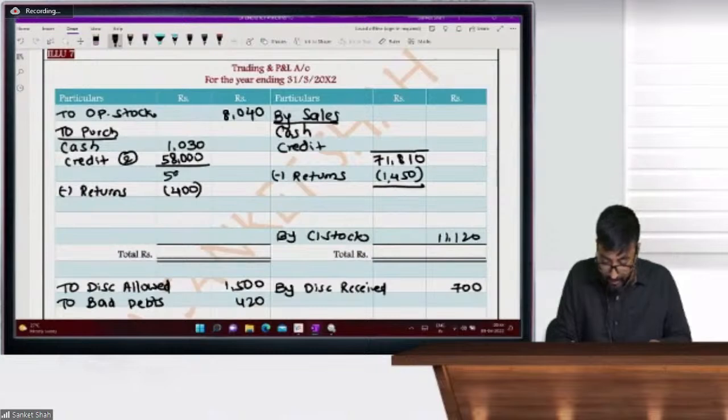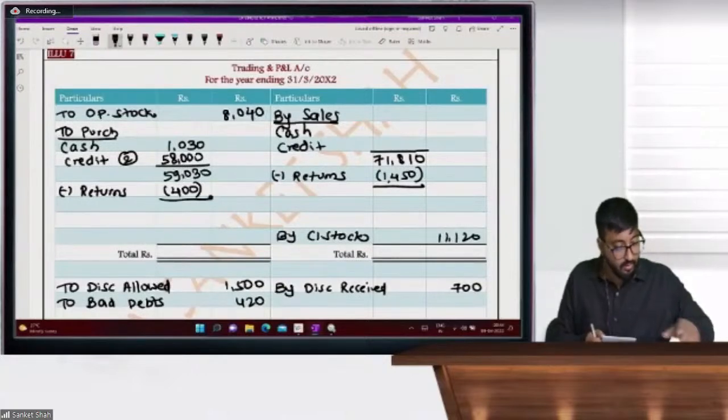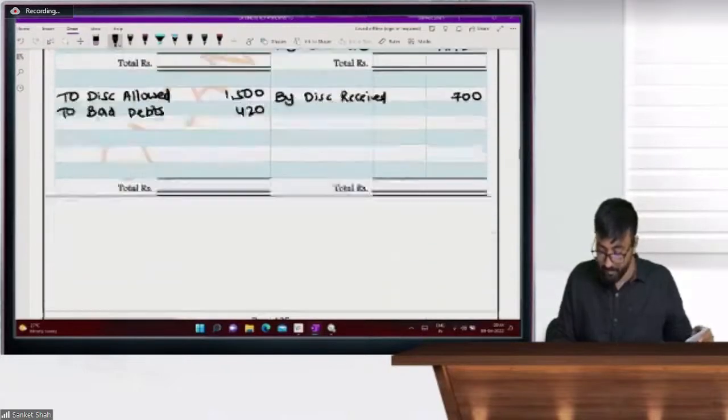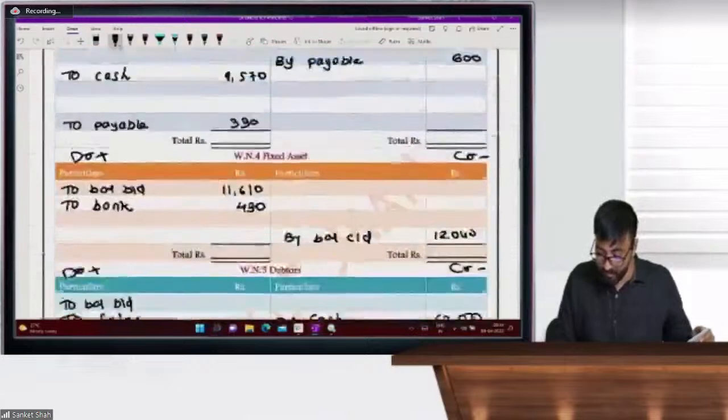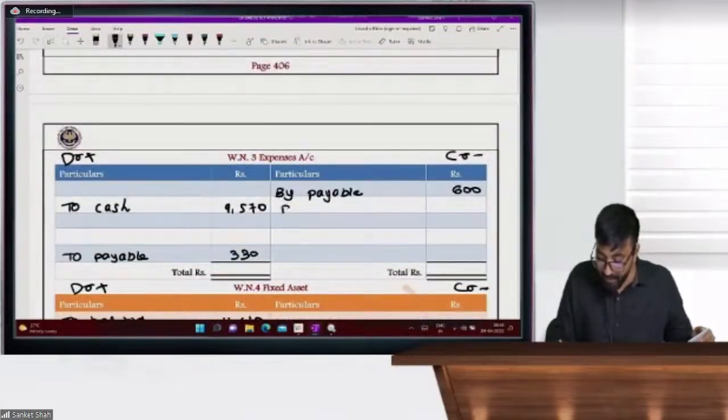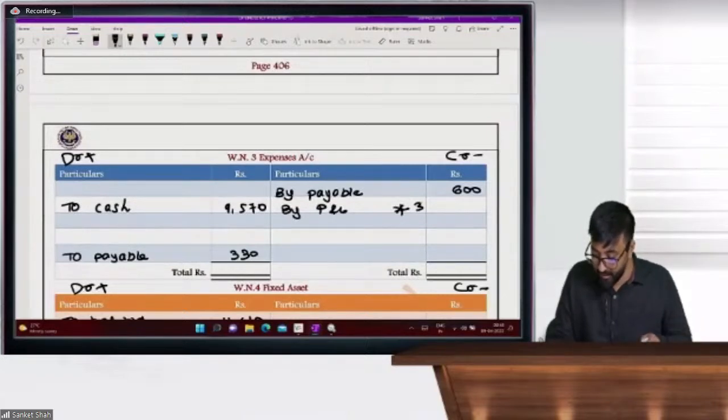सो 59,030 माइनस 400 गलत है क्या? 58,630. नेक्स्ट एक्सपेंस. एक्सपेंस बेटा बाय पी एंड एल ही आएगा ना. बाय पी एंड एल नंबर 3, 9570 प्लस 333, 9,900.